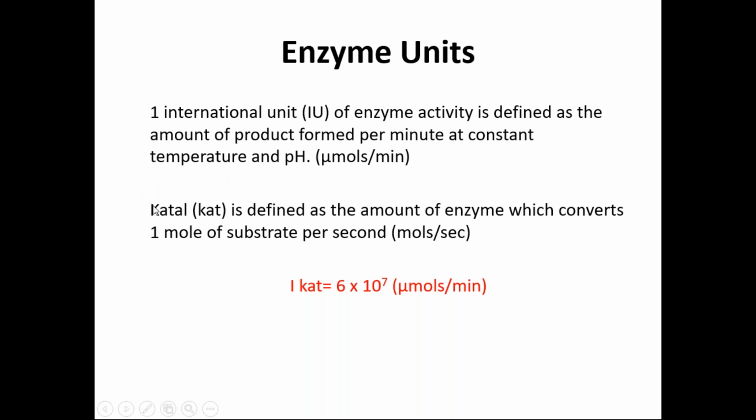The international unit actually is the katal, which is represented by kat. It is defined as the amount of enzyme which converts 1 mole of substrate per second. So here it is in terms of moles per second. And 1 katal is equal to 6 into 10 to the power of 7 micromoles per minute. But in any enzyme activity, the temperature and the pH must be defined. Without defining the temperature and the pH for this activity, the enzyme unit is meaningless.